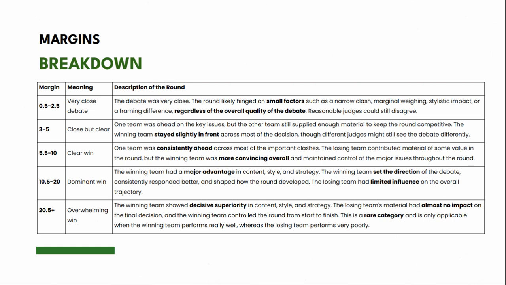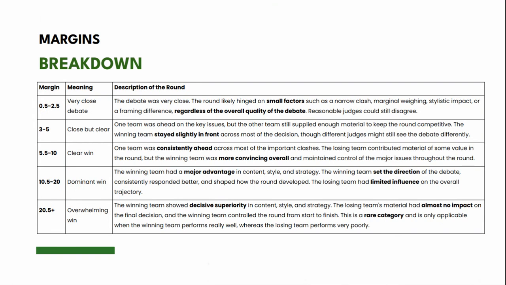It is rather self-explanatory, but I'm going to walk you through very briefly, just so we have a clear understanding of this overall. If you look at the first row there, for a margin between 0.5 to 2.5 of a win, that means the round is very close. And therefore, in that particular round, it's possible that reasonable judges disagree. It is possible that, for example, it was decided on very small factors, maybe a narrow clash, a marginal weighing, and so on and so forth. So it is a very narrow win, and therefore we would call that a very close debate.